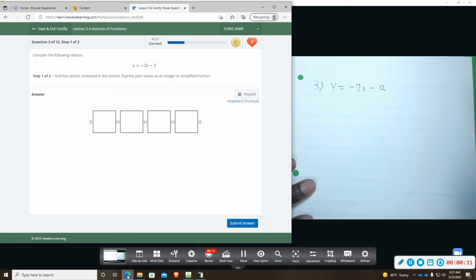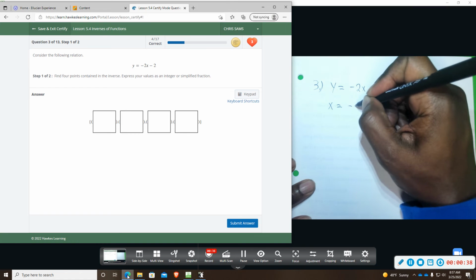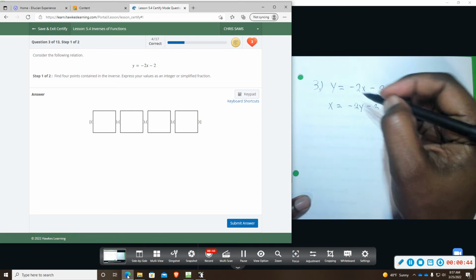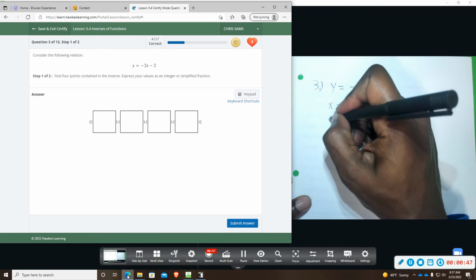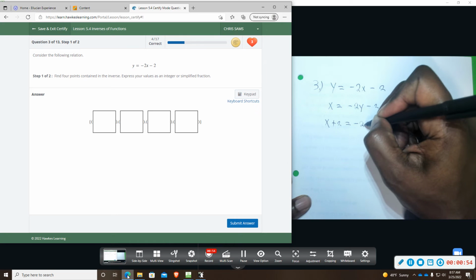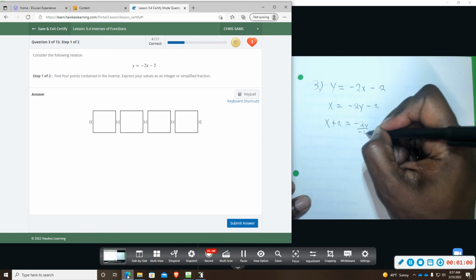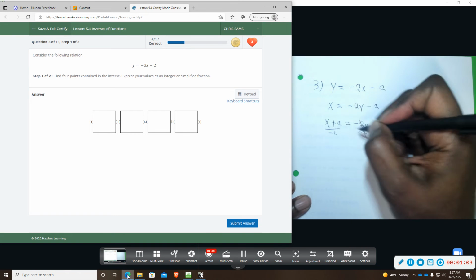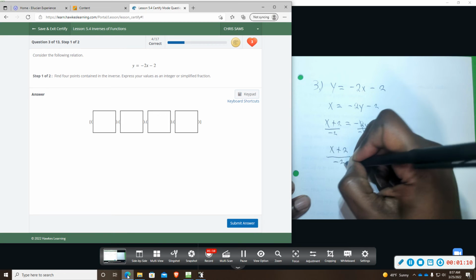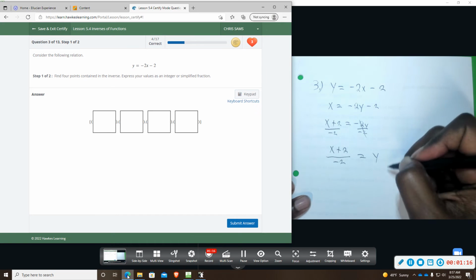All right, so to find the inverse, you're going to change the places of x and y. So I'm going to write an x over here, and then negative 2y minus 2. And then we're going to solve for y, get y by itself. So I would add 2 to both sides, so that would give me x plus 2 equals negative 2y. And then divide by negative 2, and that will give me x plus 2 divided by negative 2 equals y. Okay, so this is our equation.